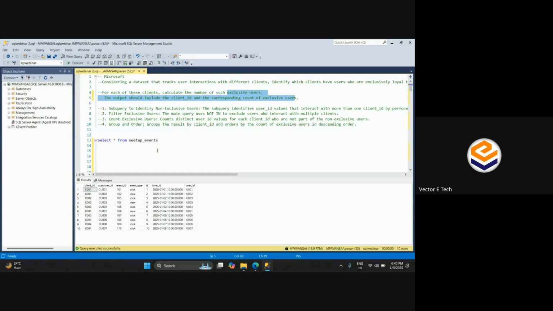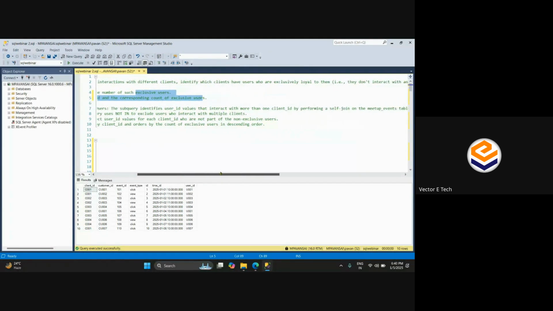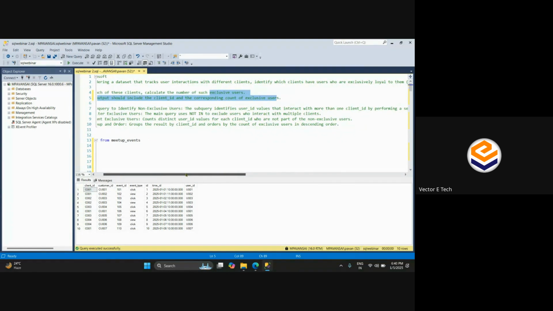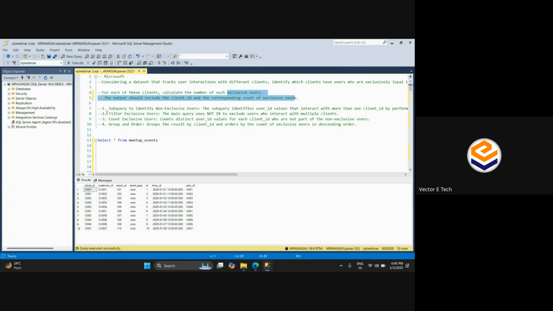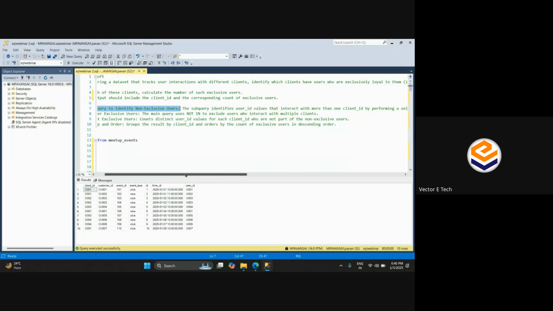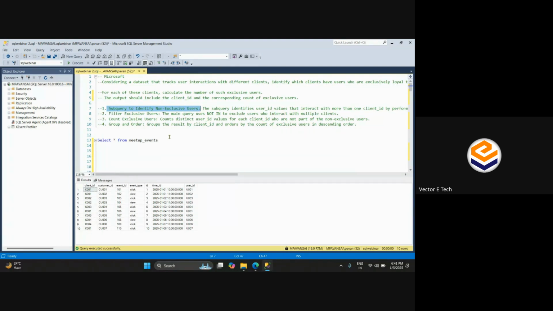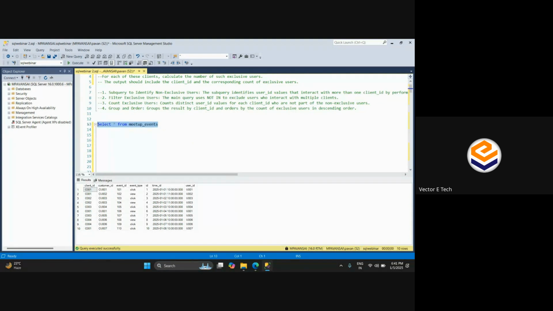Okay, this is our query. The meaning of exclusive users is that they should not interact with any other clients, as they have mentioned. The approach can be to write a subquery in order to filter out the non-exclusive users, those IDs who interact with multiple clients. Next, we count those IDs, group by and order so that we can get the necessary output. Okay, this is our table.